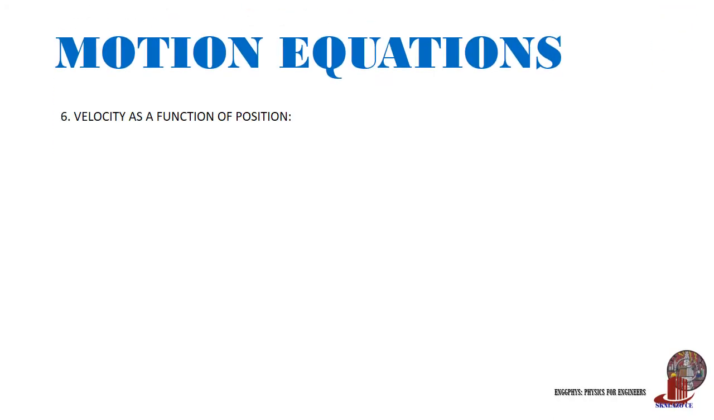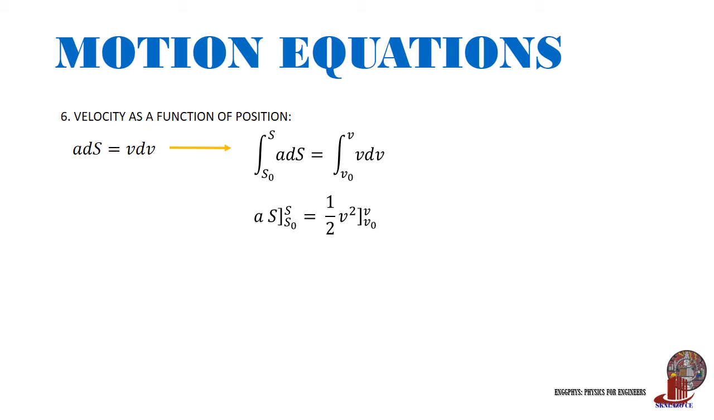Another formula is solving for velocity as a function of position. Integrating the third basic equation, a ds is equal to v dv, the formula would turn out to be a times s is equal to half of v squared, with their limits. Expanding it further gives us a times (s less s naught) is equal to half of (v squared less v naught squared). And extracting v squared, we get v squared is equal to v naught squared plus 2 times a times (s less s naught).